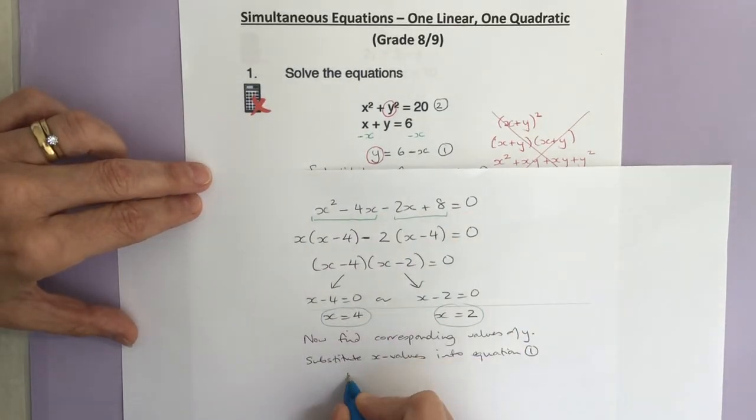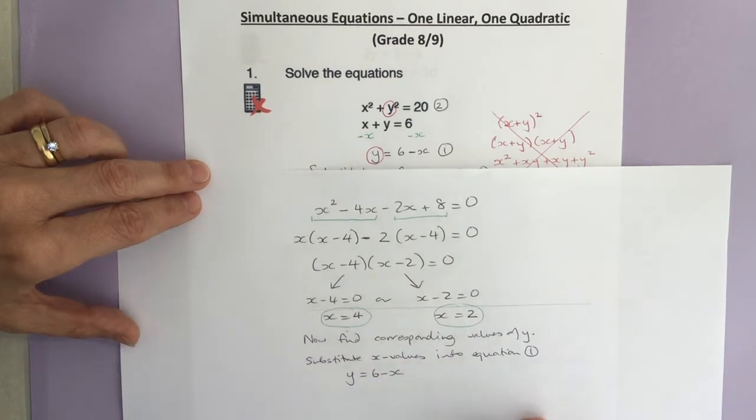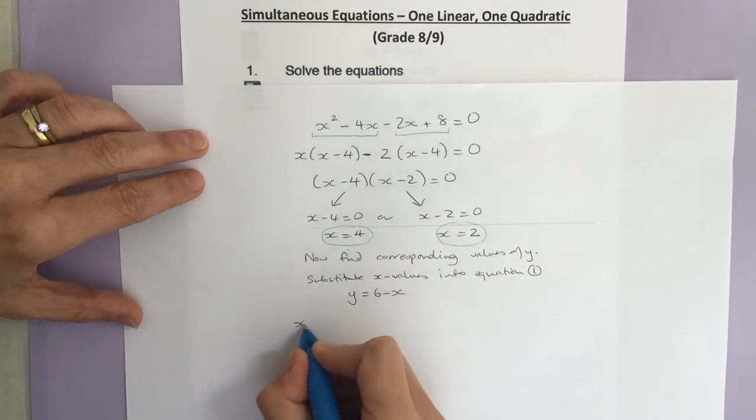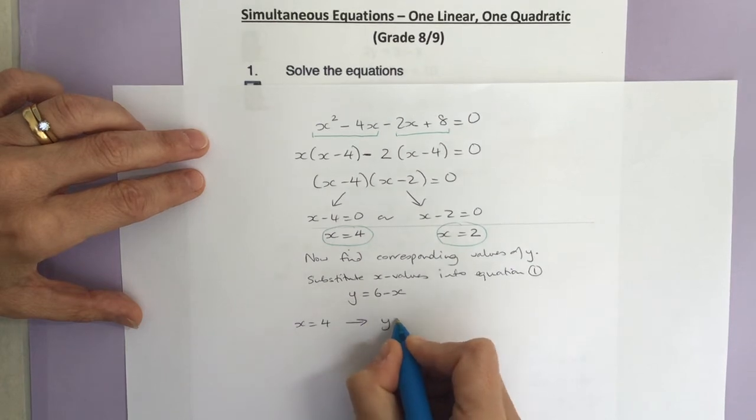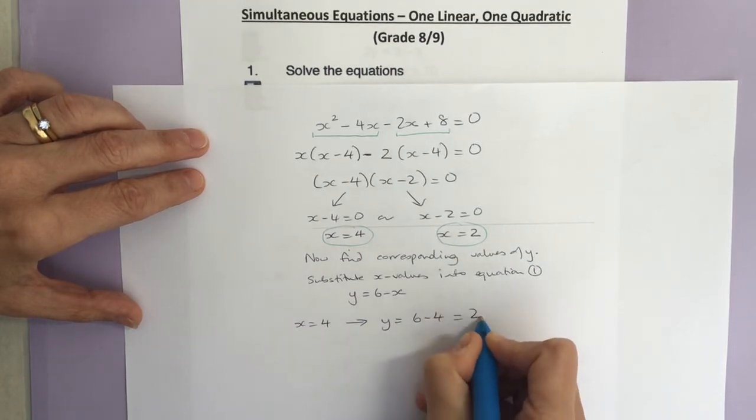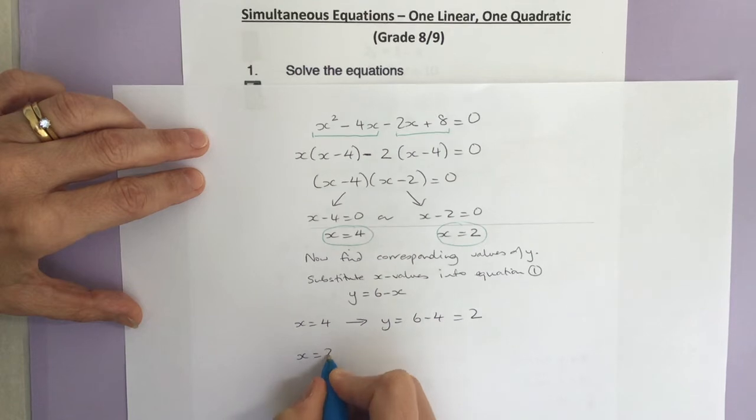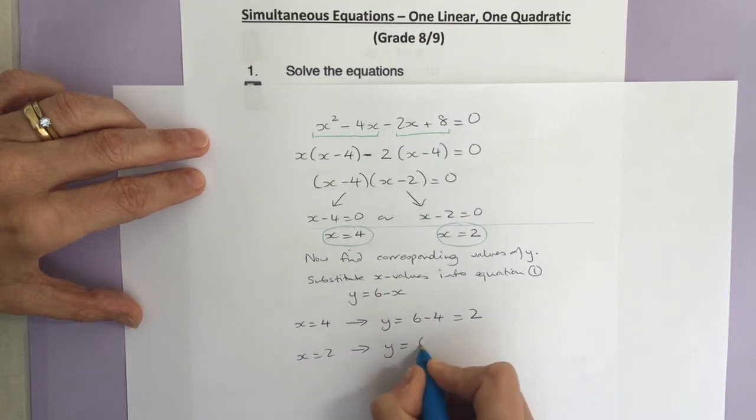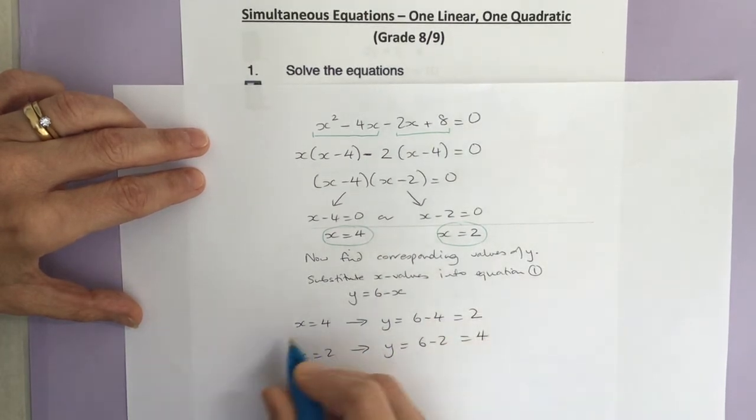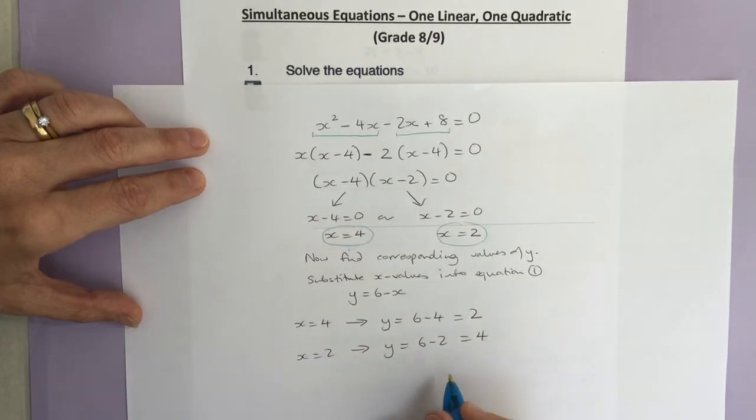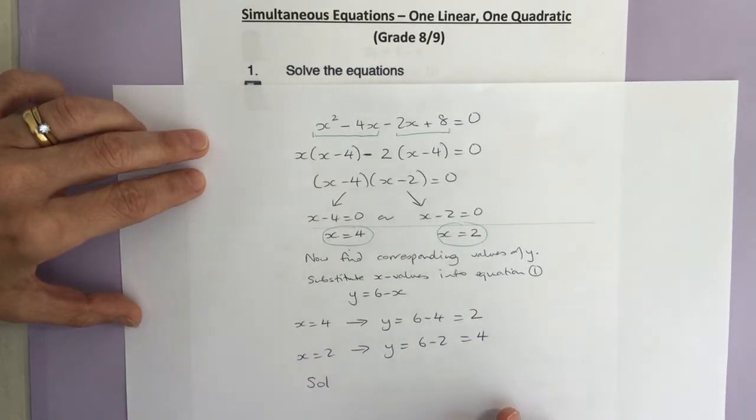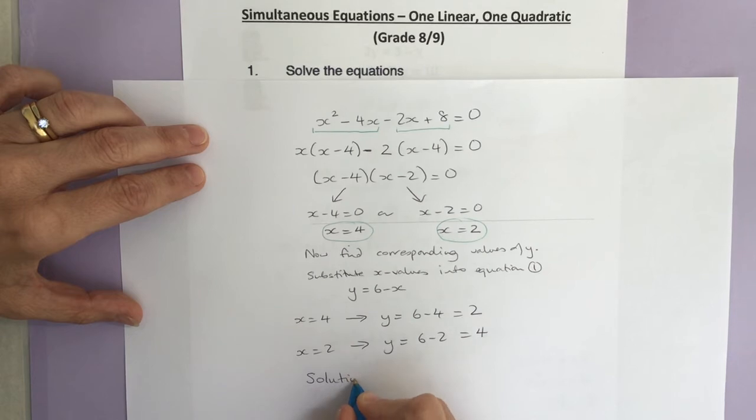So equation 1 says y equals 6 minus x. So when x is 4, that's going to give me y is 6 minus 4, which is 2. And then when x is 2, that's going to give me y equals 6 minus 2, which is 4. So these ones are quite symmetrical. Sometimes that happens, sometimes it doesn't. The next equation that we work out and that we solve, the next simultaneous equations, you don't get nice answers like this that are so symmetrical.